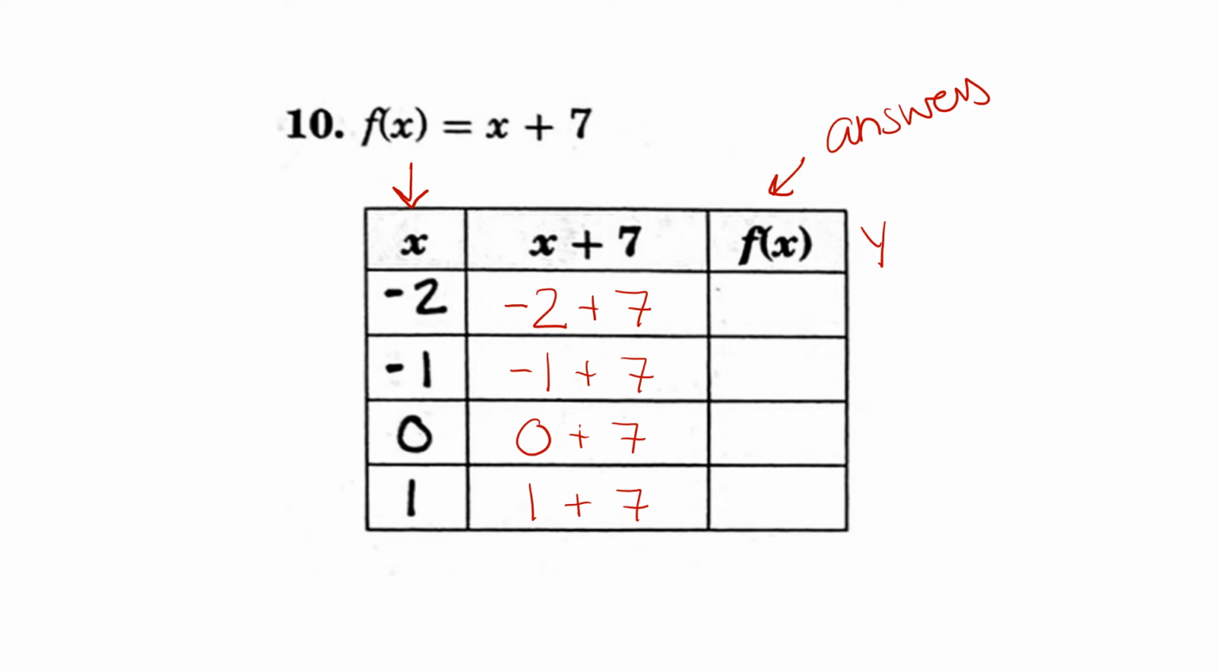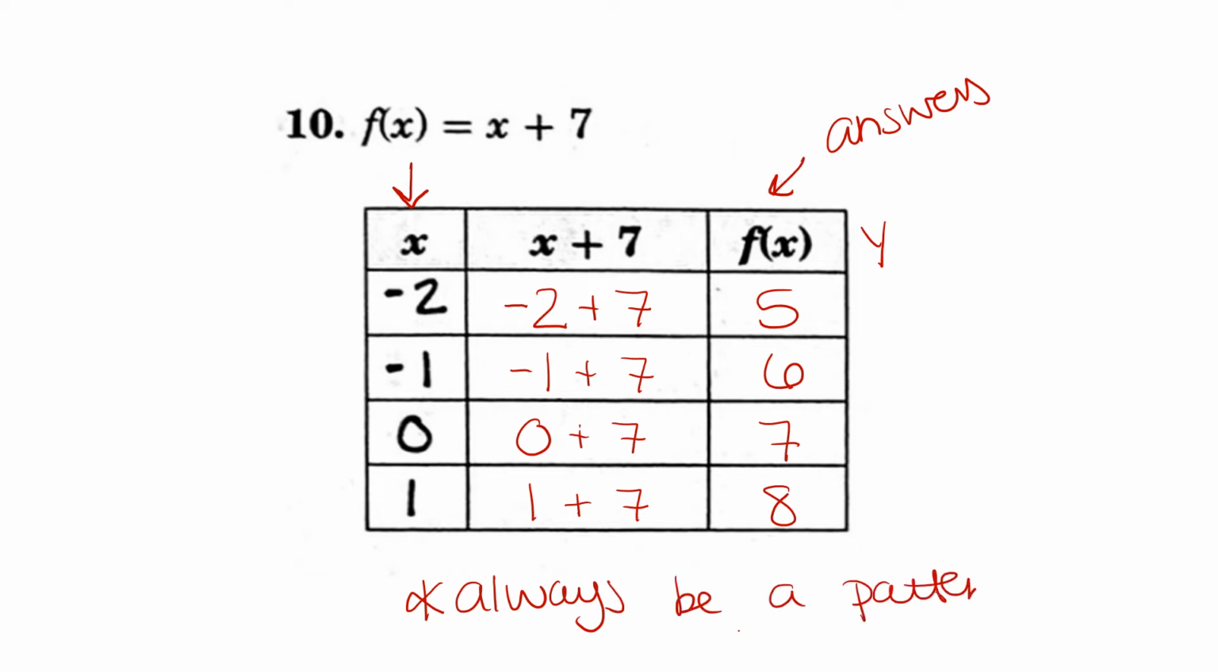So negative 2 plus 7 is going to give us 5. Negative 1 plus 7 is going to give us 6. 0 plus 7 is 7, and 1 plus 7 is 8. You should notice there's a pattern to these answers, 5, 6, 7, and 8. There will always be a pattern in the answers. So if you do not have a pattern in your answers, it means you've done something wrong.